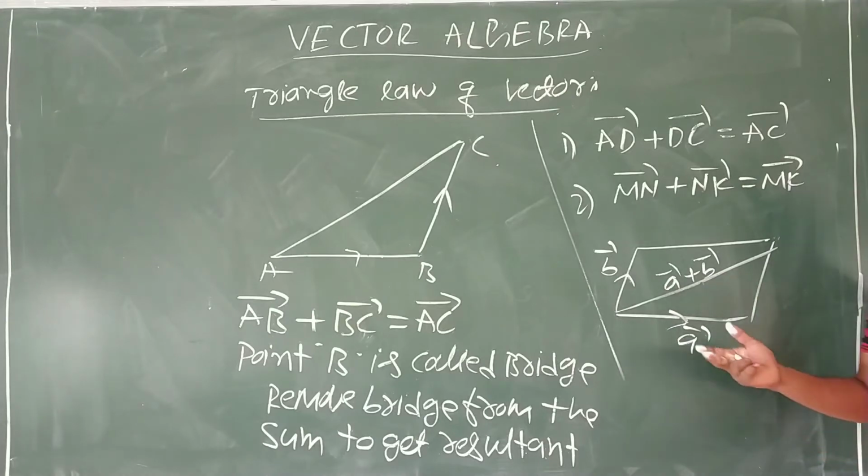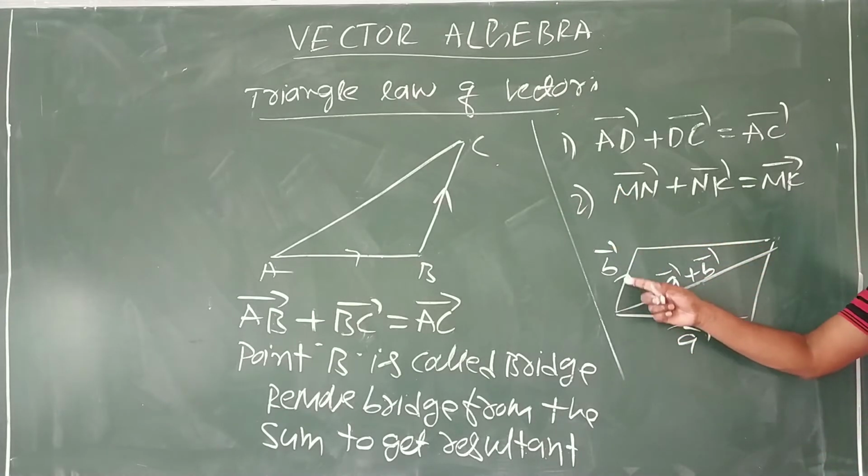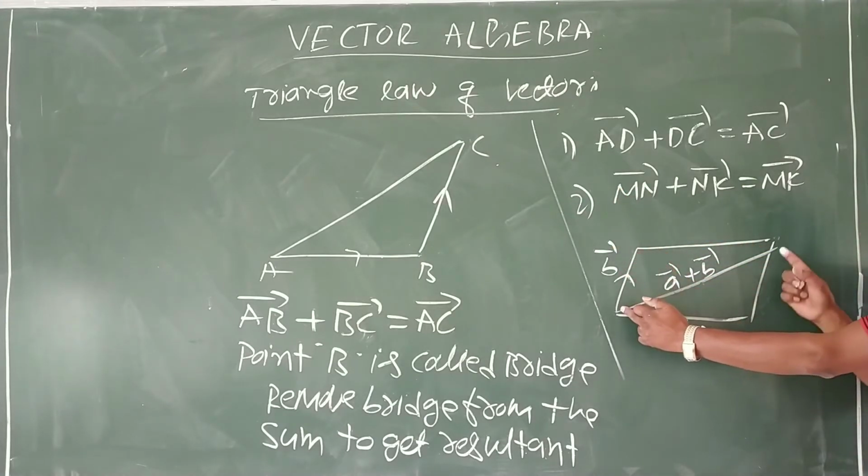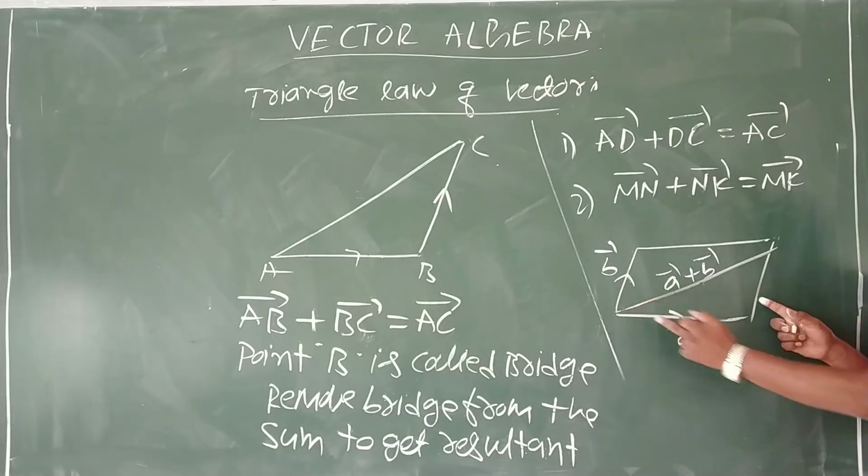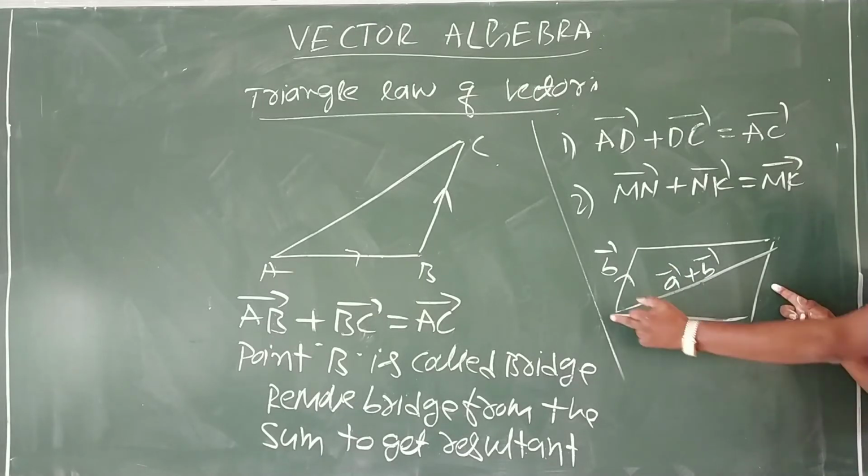Or you do one thing, you apply that law. This is vector B, this also is vector B. Vector A plus vector B must be equal to what?